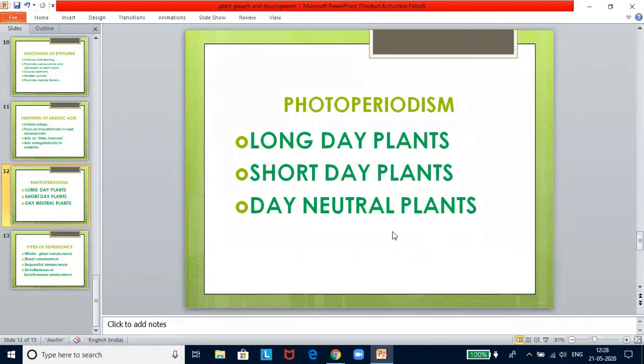The critical day length of both long day and short day plants tends to fall in the 12 to 14 hour range. The terms long day and short day plants are actually misnomers. When photoperiodism was discovered, the duration of the light period was thought to be critical for flowering.